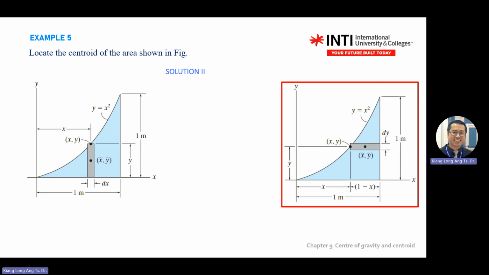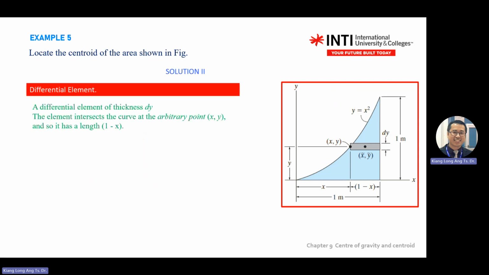Then the second step is to find the area and moment arm. What is the area of this one? dy multiplied by this one, 1 over x. Then you're given y equal to x squared. The third step is integration. You see, the same answer you will get.